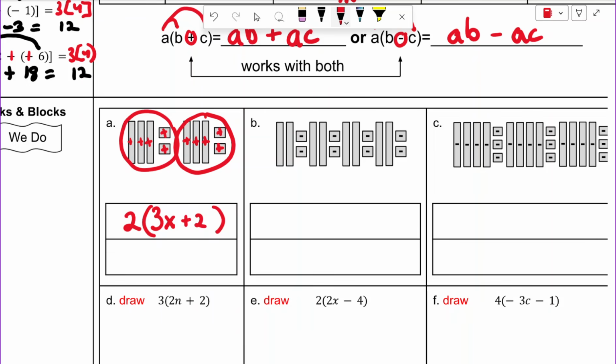Let's find out if this works using the distributive property. 2 times 3x is 6x's. And look at that, there are 6 sticks in the picture. And then 2 times 2 is 4, bring down the plus sign. And there are 4 single units inside the picture. So it did work, we did it correctly. And now we're going to go on to the next one. This one on B has these sticks. There's no indicator what they are, so we can assume they are positives.